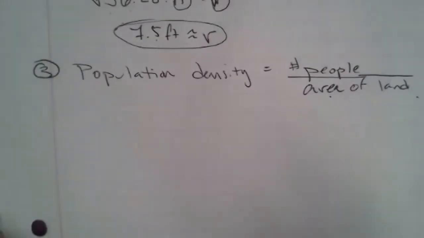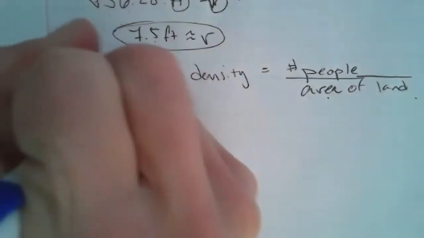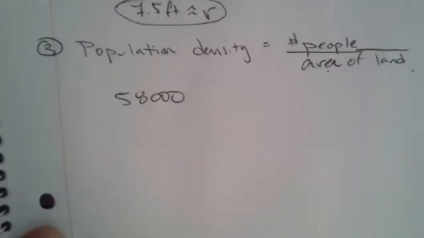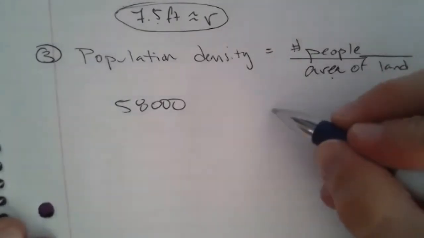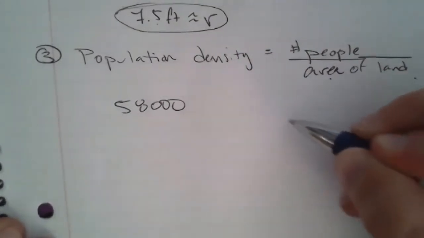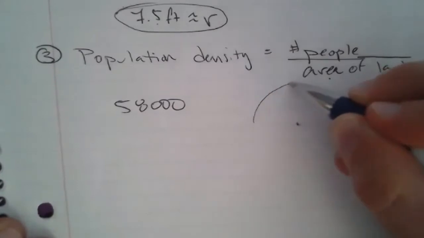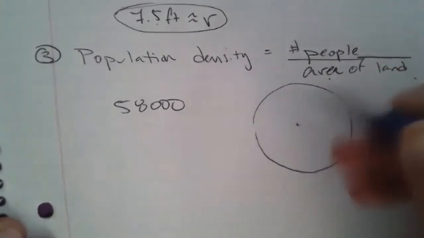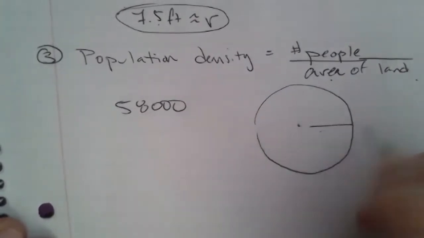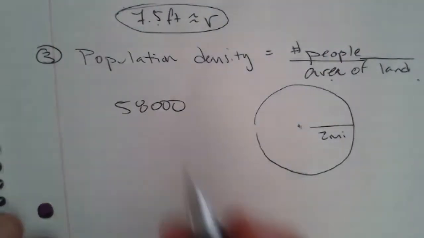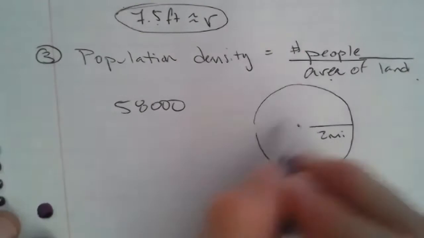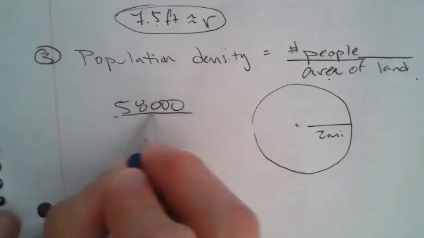Number 3, we have about 58,000 people. That's kind of quaint. Living in a 2-mile radius. All right, so basically we have some intersection somewhere and we're just doing a radius around it of 2 miles.